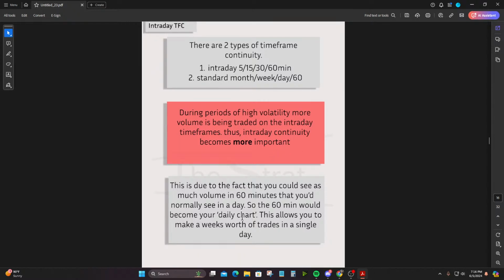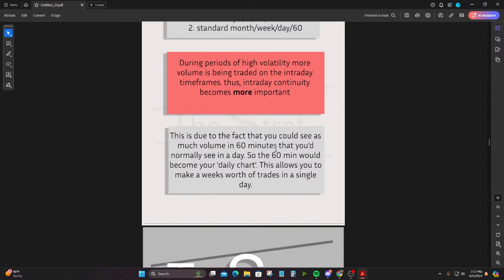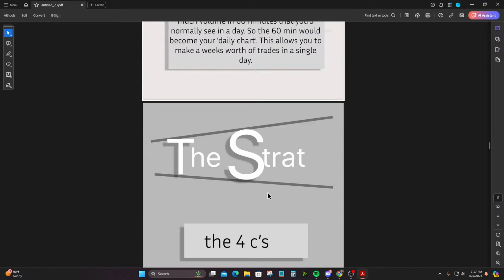So during periods of high volatility, more volume is being traded on the intraday timeframes. Thus, intraday continuity becomes more important. And this is due to the fact that you could see as much volume in 60 minutes that you would normally see in a day. So the 60-minute would become your daily chart. This allows you to make a week's worth of trades in a single day. And to add to that, Rob would always say every 60-minute candle is like a new day to us because we get new continuity and things can completely change from 1 hour to the next. So the flip, which we will cover later, but it's very important.